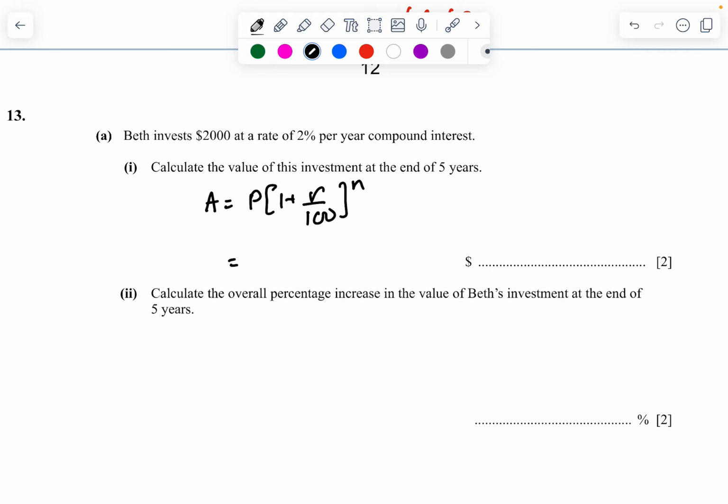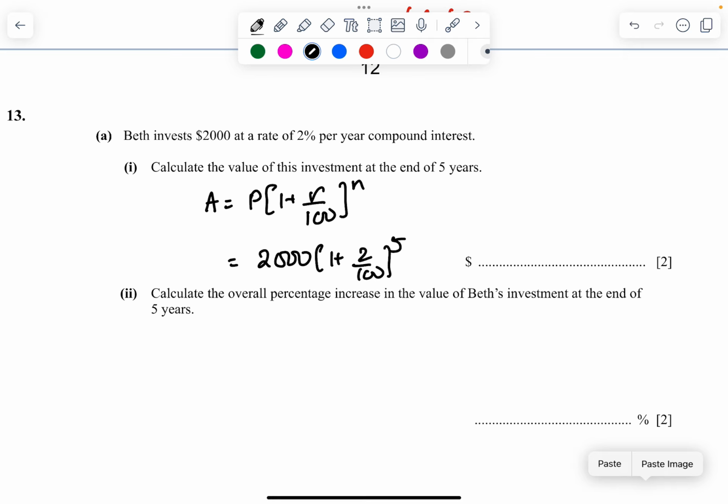Then I plug in those values. So what should I be getting out? When I plug in those values, 2000 times (1 plus 2 upon 100) whole to the power of 5. But this is the amount. But what is he asking? What is the value of this investment after 5 years? So when I simplify that, I'll be getting 2210.